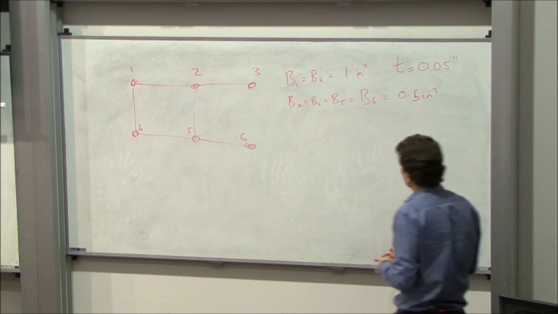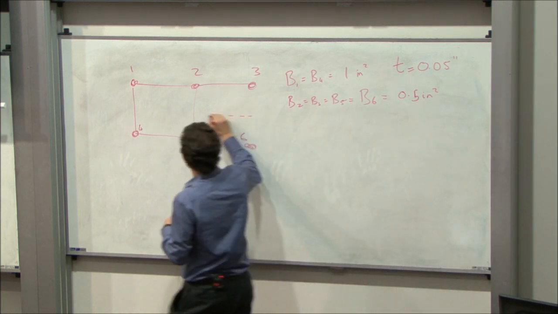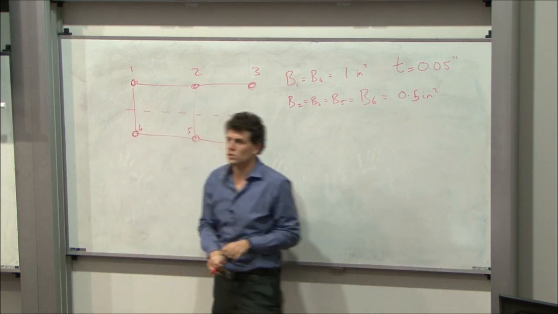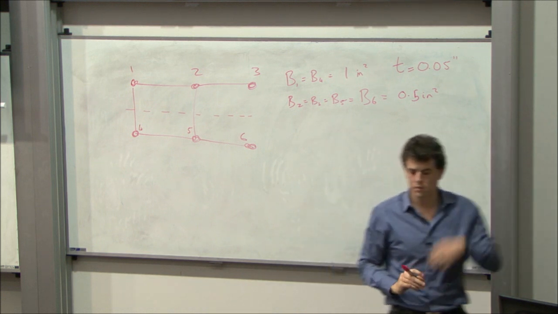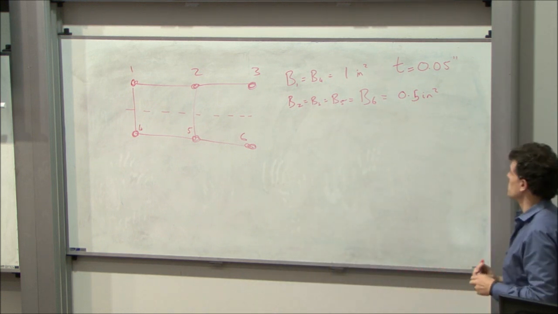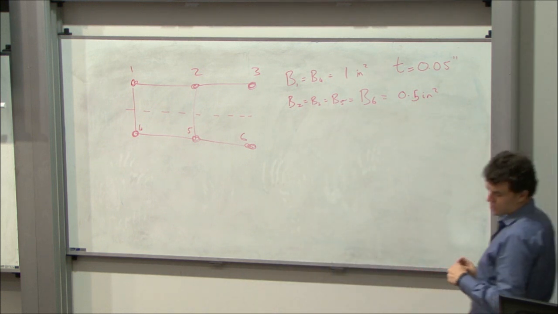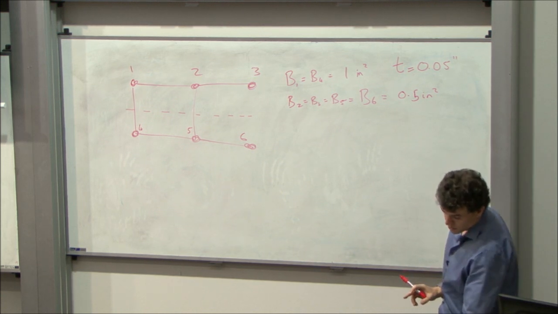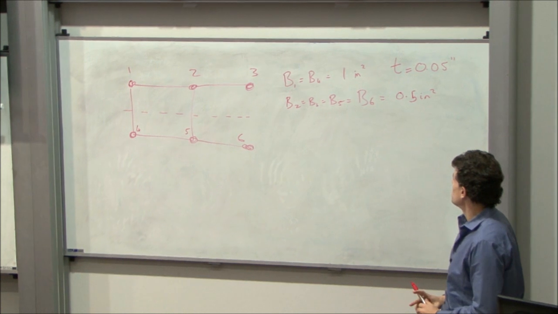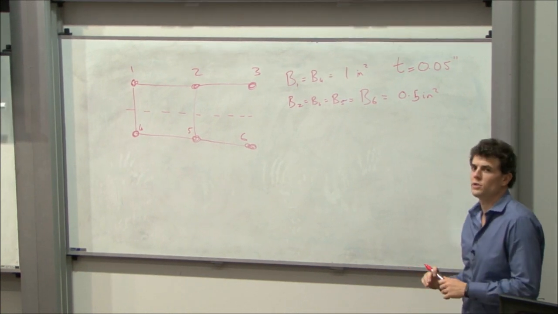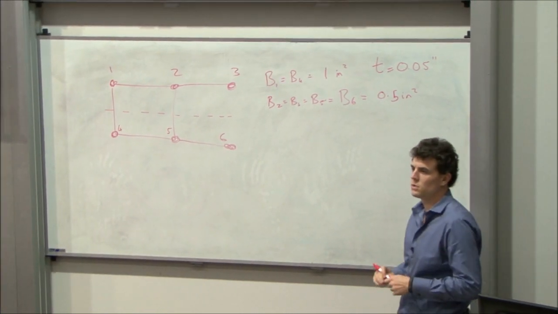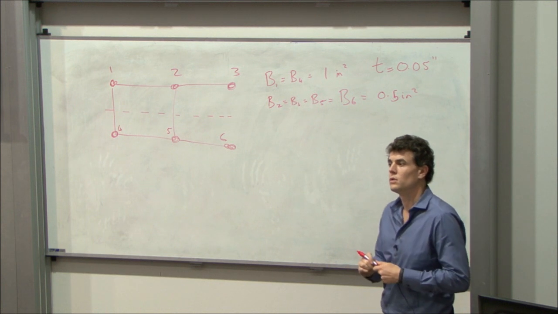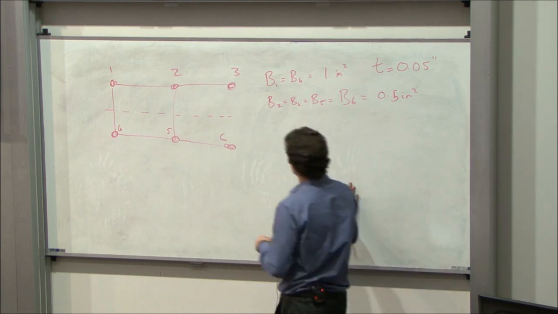Now, we've got a nice symmetric problem. We don't need to calculate the centroid because the boom areas at the top and bottom are the same and their locations are the same. So what's the first step? And it's the first step in all of these problems. Ixx, yes.